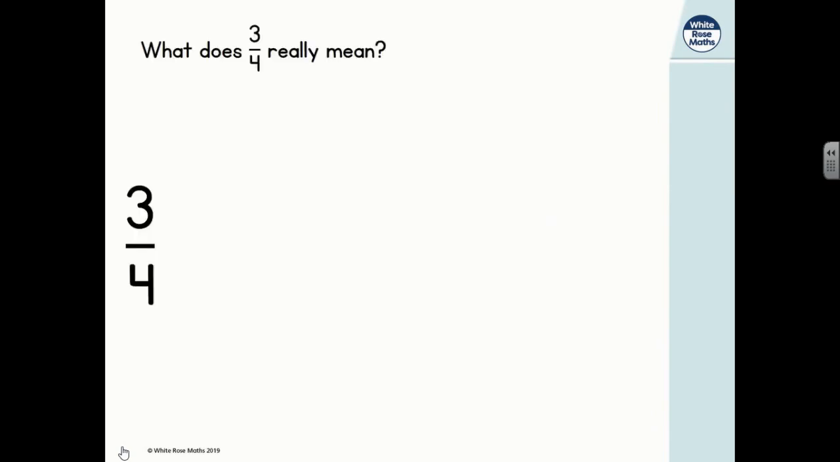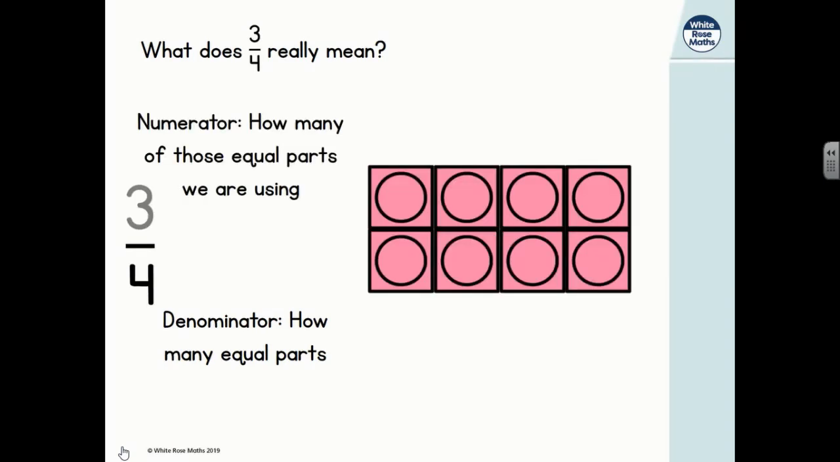So what does 3 quarters really mean? We've seen how much of a shape has been shaded in, and we've seen how far along a journey, or how far along a road somebody is. What do these figures actually mean? We've got our denominator, which tells us how many equal parts, and our numerator, which tells us how many of those equal parts we are using.